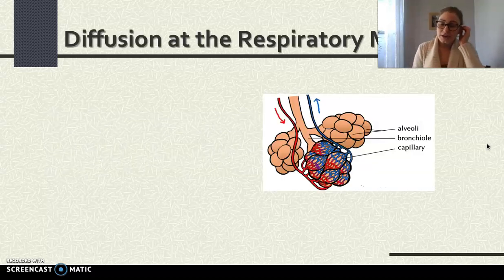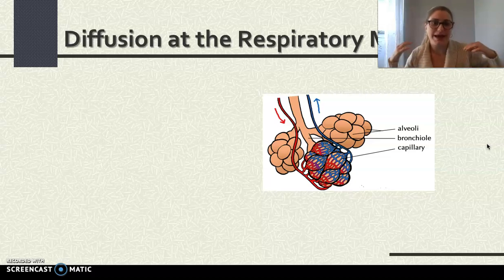So, starting out within the lungs, we have alveoli here, and that's what's in the picture. And alveoli is plural, alveolus is singular. Now, we have the alveoli that are wrapped by a ton of capillaries. You'll notice that this picture is actually wrong.